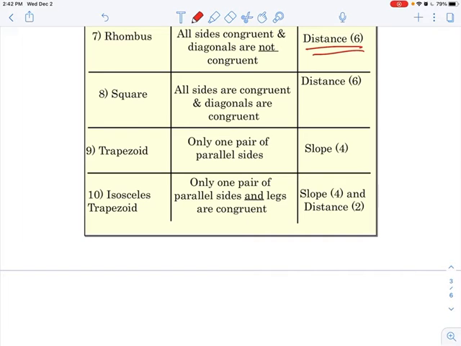A square. All sides are equal, and the diagonals are congruent. Once again, distance formula 6 times. A square has 4 sides, 2 diagonals, distance formula 6 times.